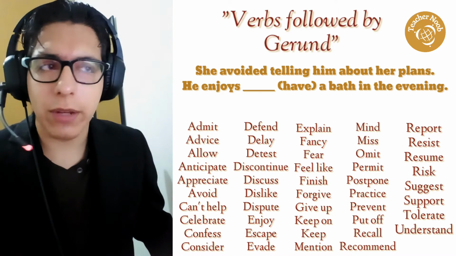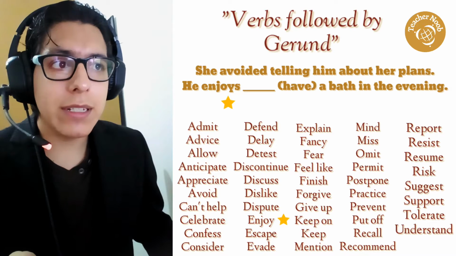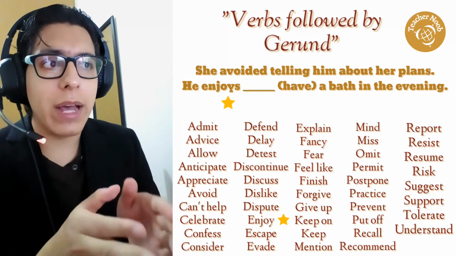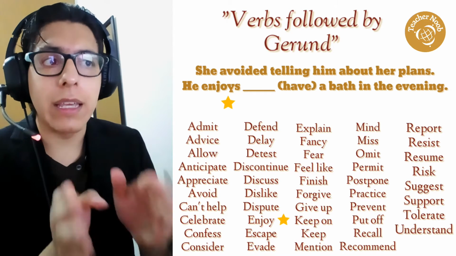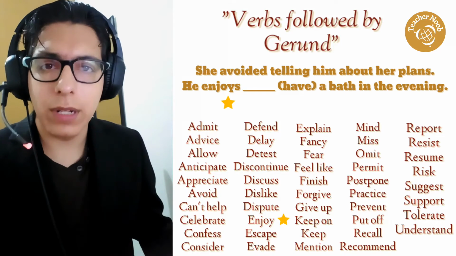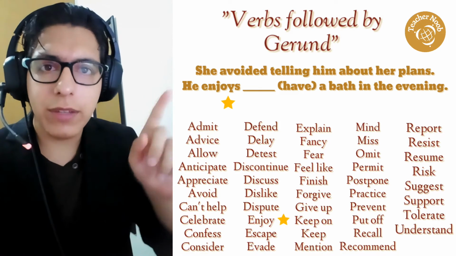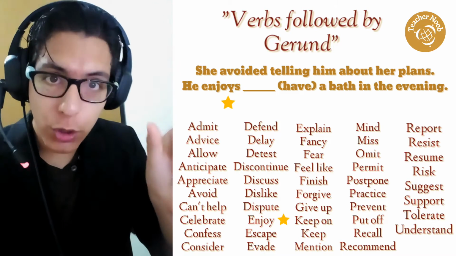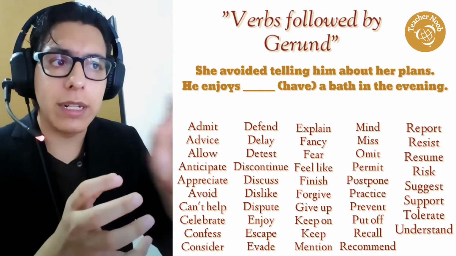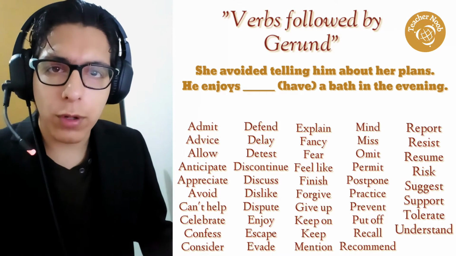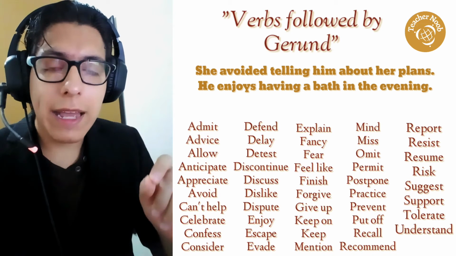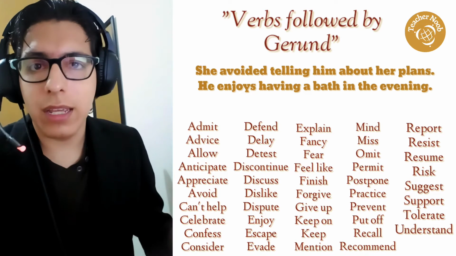Okay, we have another option. Check it out. It says he enjoys, in parentheses we have have, and a bath in the evening. We have to change the verb have. As you identify in the list, the verb enjoy is part of it, so the next verb is going to be in the gerund form, in ing form. So the correct option is he enjoys having a bath in the evening.